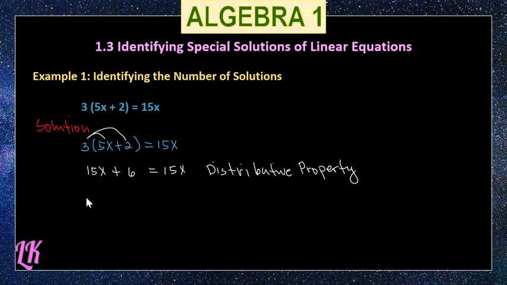If we eliminate 15x from the left side, we use the inverse. That is the same as positive 15x, and the inverse is negative 15x. So we subtract 15x from each side of the equation.